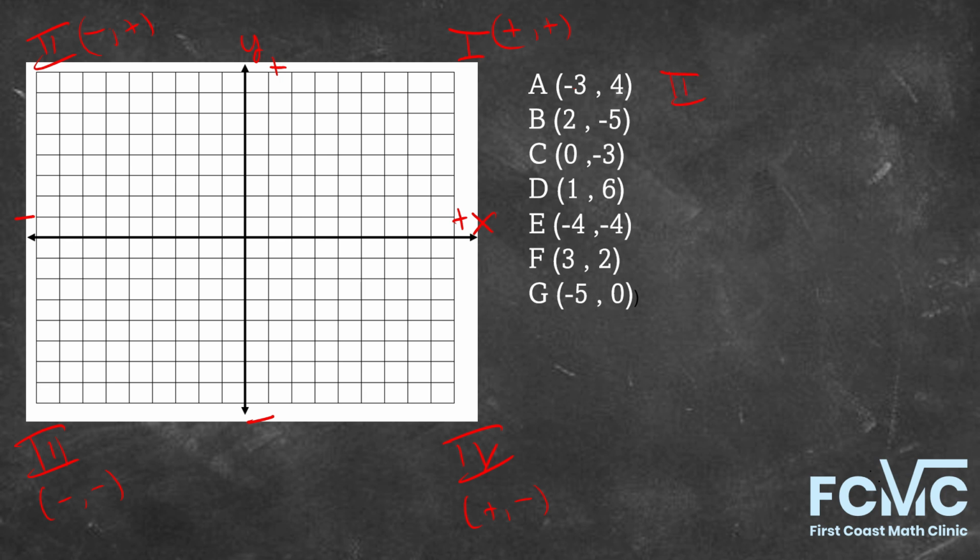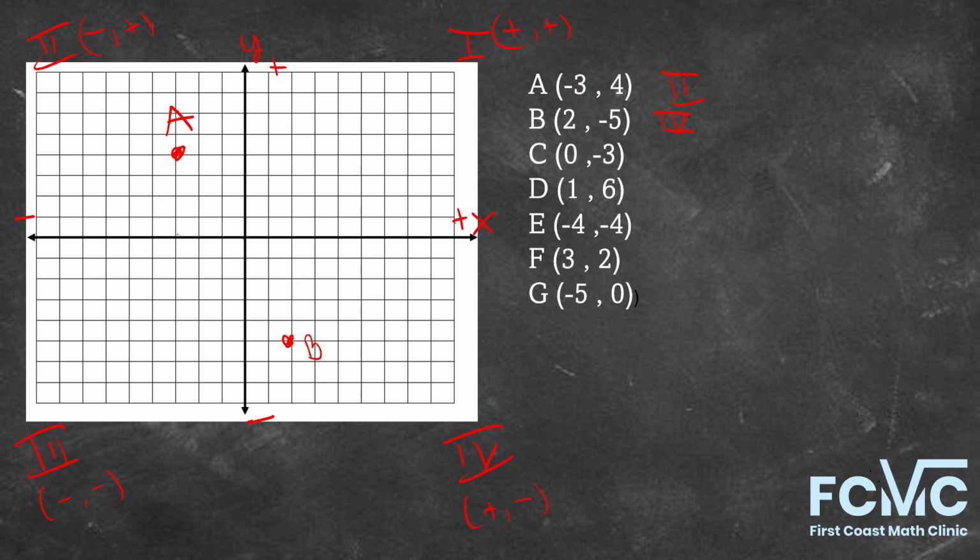So negative 3, 4, we're going to go over 1, 2, 3, and then go up 4. 1, 2, 3, 4. So we're going to be right here. So point A should be right here. B is 2, negative 5. So we've got positive, negative, that's going to be in quadrant 4. So we're going to go to the right 2, 1, 2, and then go down 5, 1, 2, 3, 4, 5. So our point B should be right here.